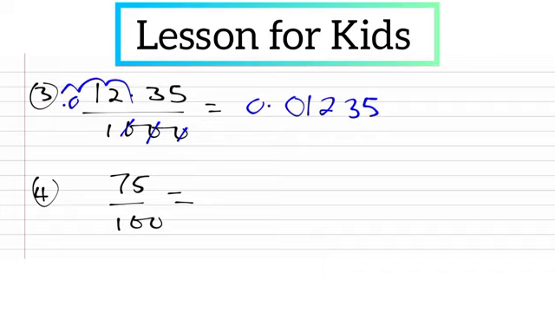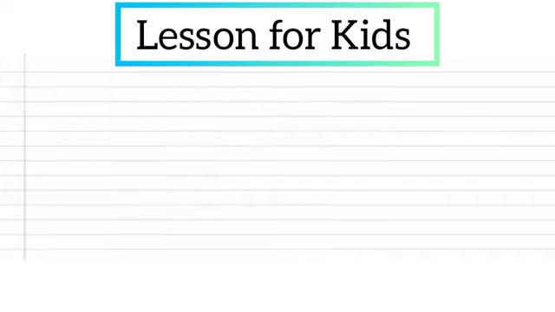So now we have the fourth number. You can see that we have 2 zeros at the denominator, 1, 2. So you start from here, 1, 2. Okay, you put the point here. You have 0.75. So 0.75 is the answer.